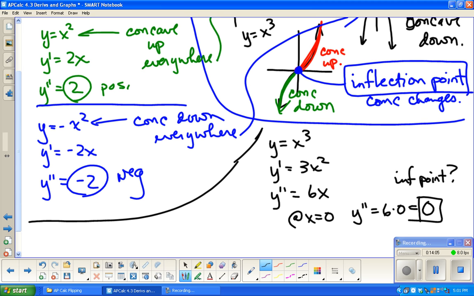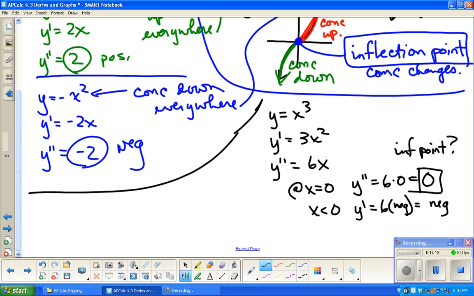Well, notice this, when x is less than 0, y double prime would be like 6 times a negative number, so it's going to be a negative value. And notice on the left side of this graph, it's concave down. Where the x values are less than 0, concave down, and the second derivative is negative.